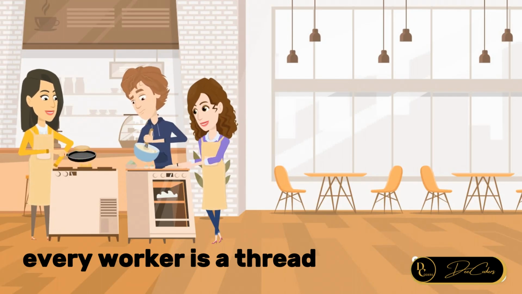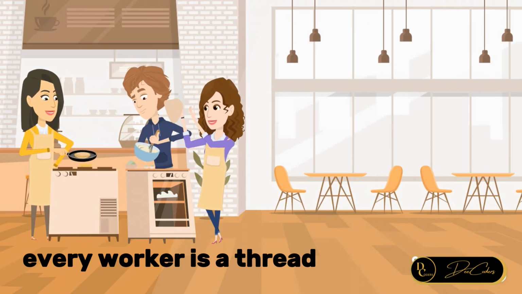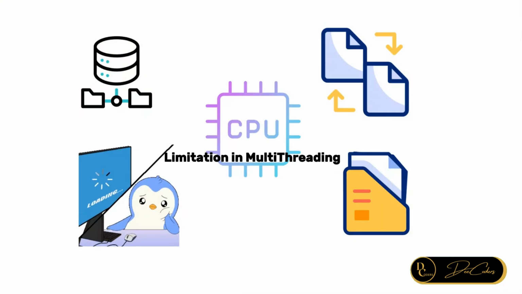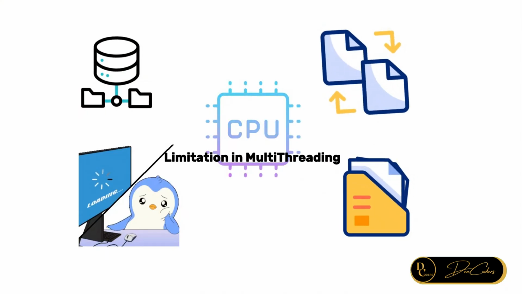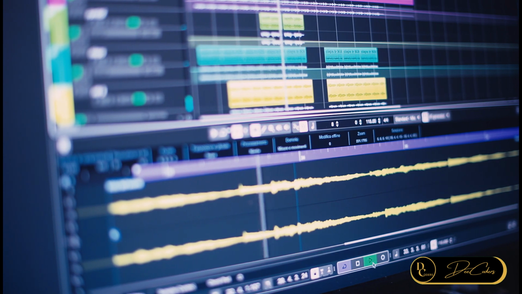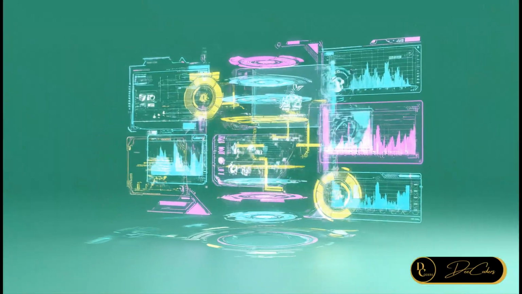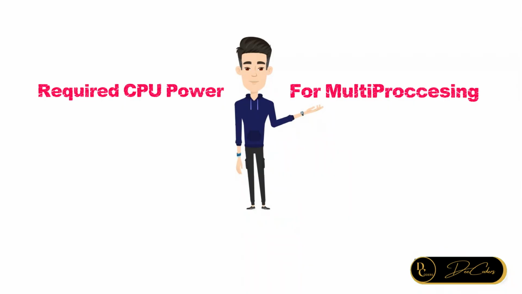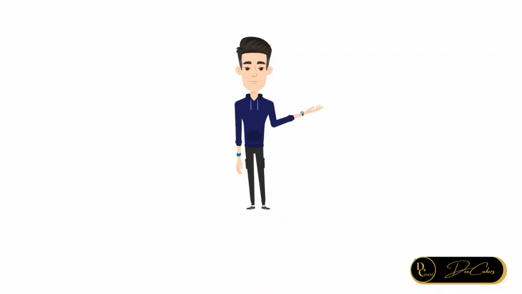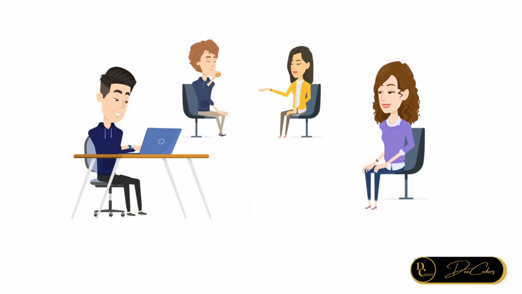But now imagine all chefs suddenly want the stove continuously. Nobody is waiting. Everyone is actively cooking. Chaos. This is what happens in CPU-heavy tasks. Tasks like video rendering, AI training, heavy calculations, image processing, all need constant CPU power. Because of the GIL, threads keep waiting for each other. So multithreading becomes slow here.